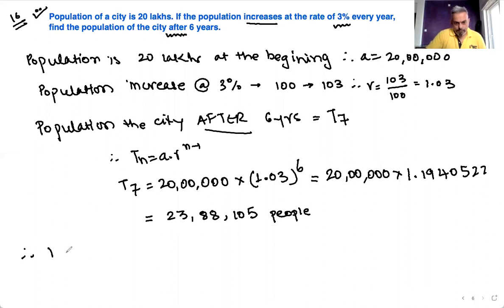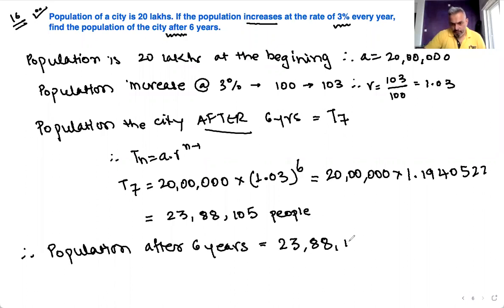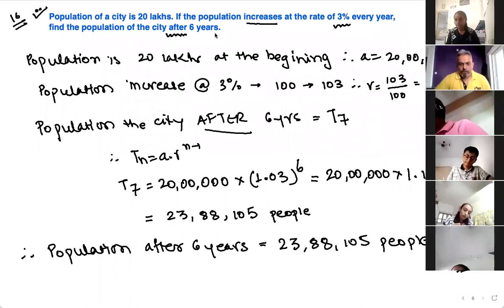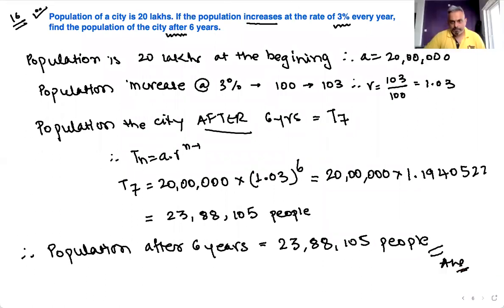Therefore, population after 6 years will be equal to 2388,105 people. Answer. All of you understood this? किसी को कोई doubt? Okay, expected in exam.